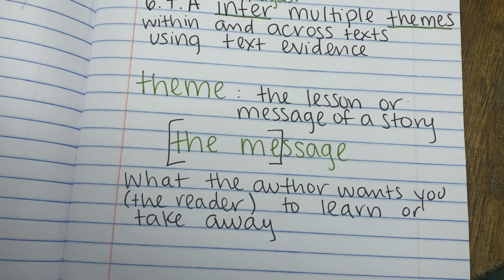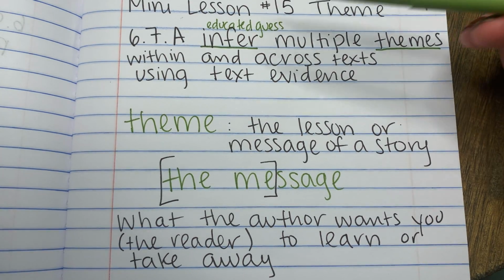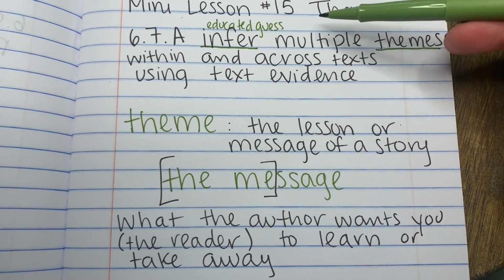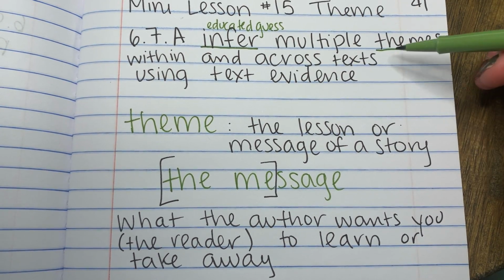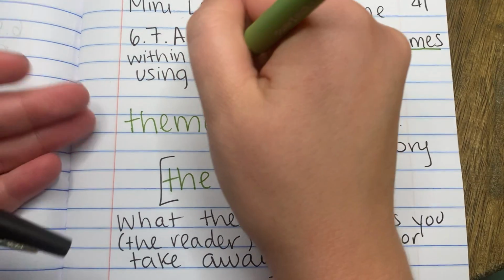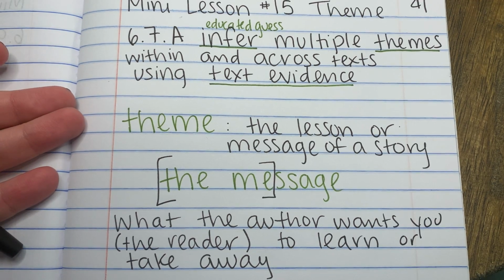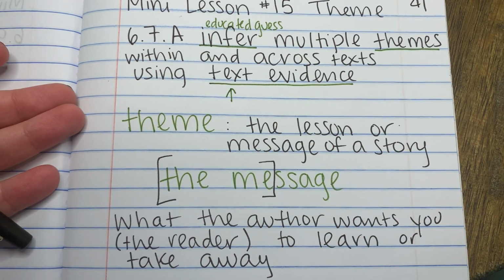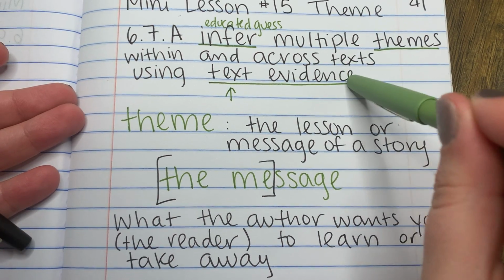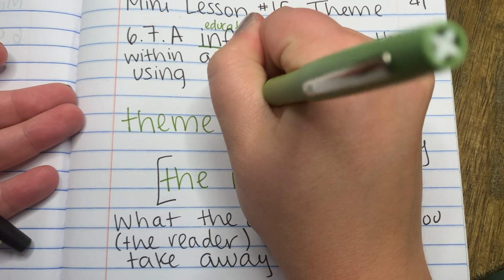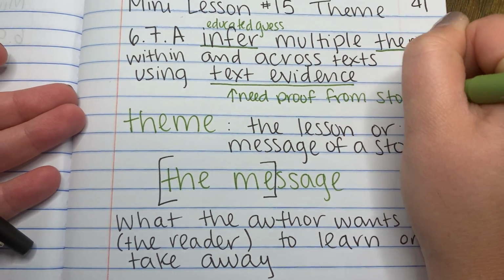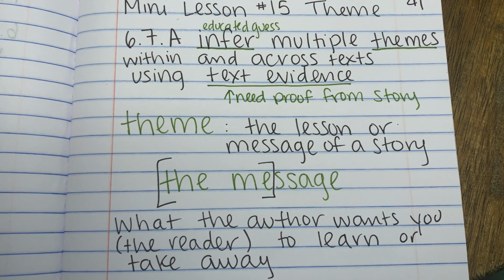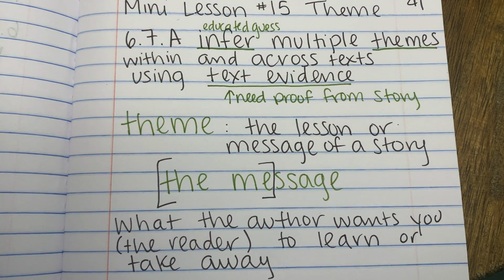Now the second part of this is, so we're going to make educated guesses of more than one lessons of a story within and across text. So we're actually going to be doing it across two different texts today using text evidence. Okay, this is the big one. Most of y'all did a good job with this, but okay, a lot of the time, the story will tell you the theme. Okay, need proof from story. Sometimes it's very explicit with you. Sometimes you have to make a little bit of an inference, okay? It'll say something and then you have to infer based off of that piece.